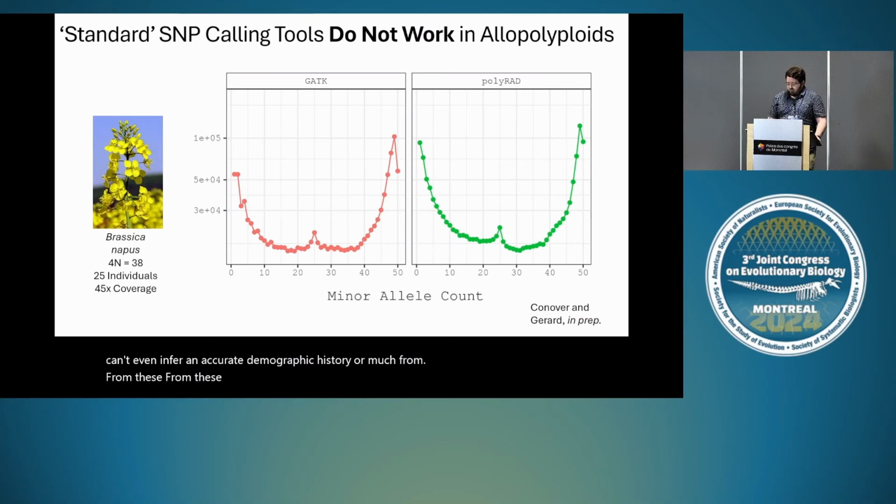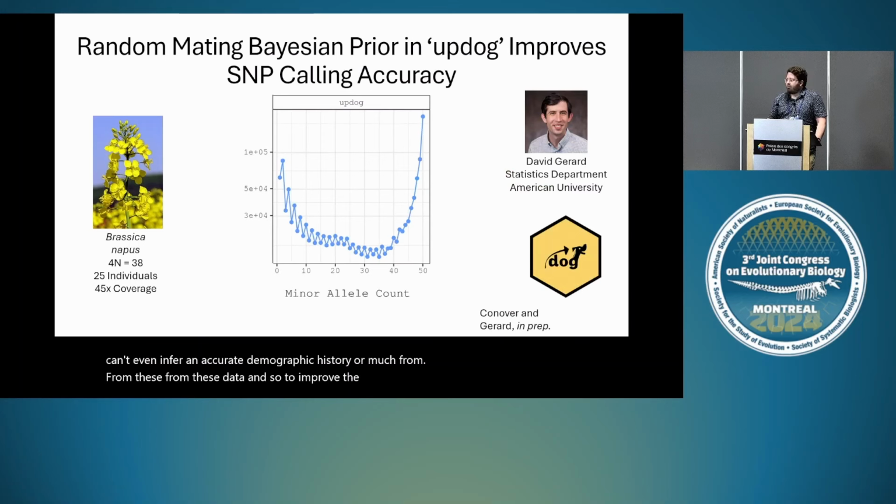And so to improve the SNP calling in these allopolyploids, I worked with David Gerard, who's a statistician at American University, who had previously developed this R package called UpDog, which is specifically for genotyping polyploids. And we created a new Bayesian prior that I'm happy to discuss afterwards if anybody's interested, but we can get a more biologically realistic site frequency spectra here. And you can see that there's a lot of inbreeding in this polyploid as well, which may also be contributing to why SNP calling is so difficult with these other bioinformatic tools.